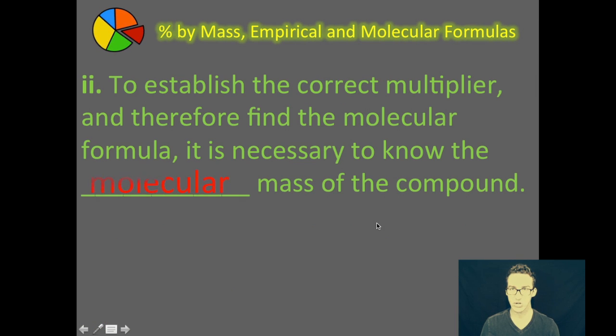To establish the correct multiplier, what you are going to multiply the empirical formula by, and therefore determine what the molecular formula is, it is necessary to know the molecular mass of the compound. And oftentimes, most times, this will be given to you in the problem.